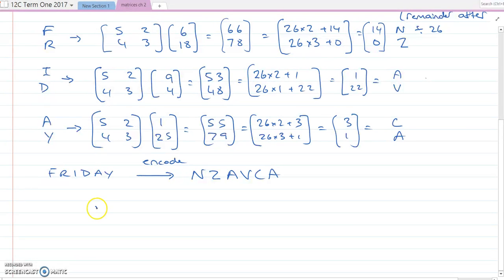Now we've got to look at how to decode using that same matrix. The normal inverse of a 2 by 2 matrix is 1 over AD minus BC. Now I'm going to write this a little bit differently. Normally I write it as 1 over AD minus BC. I'll show you in a minute why I write it this way.